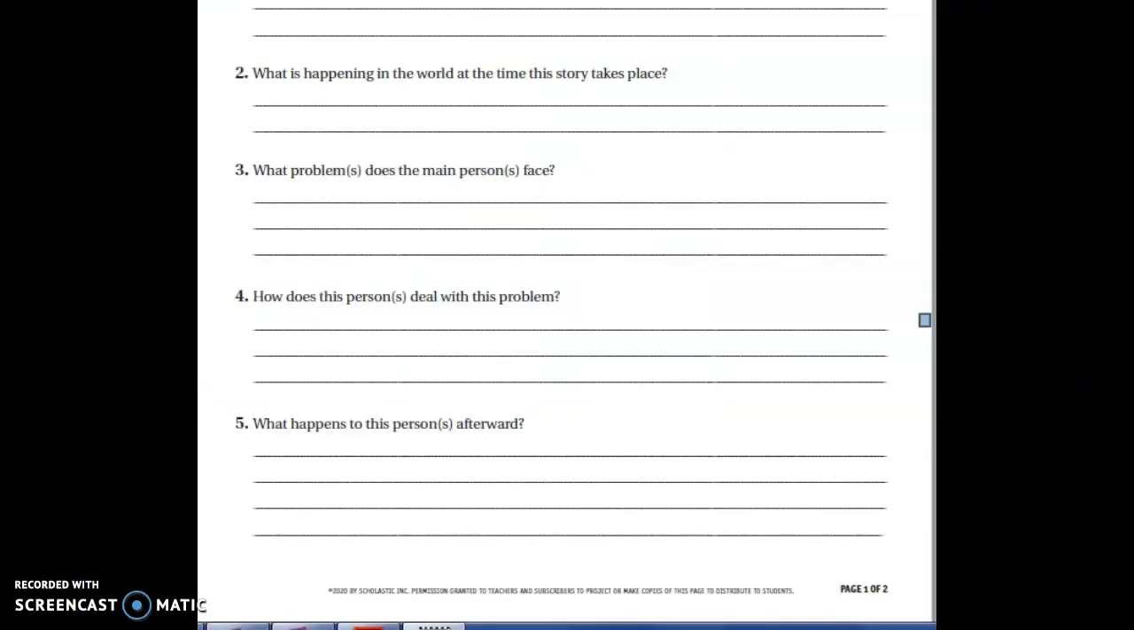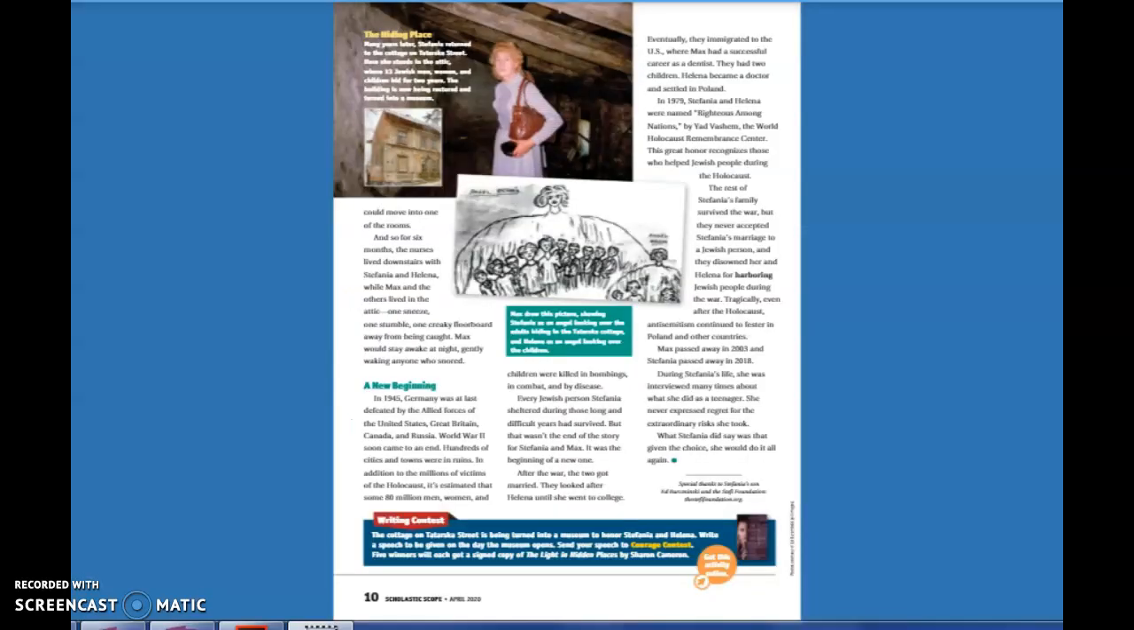The final part of your summary paragraph that you will want to write is the final question, which says, what happens to this person afterward? If you'll remember from the story in the part called A New Beginning, it tells us about what happens to Stefania after this is all over with. And it even gives us a little bit of history as to what happens at the end of the war. So you'll want to reread this part here to remember what happens after everything is over.